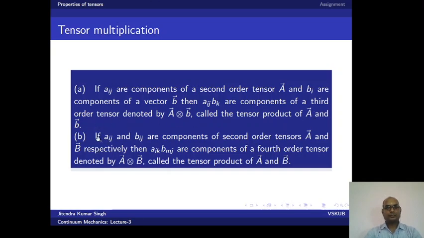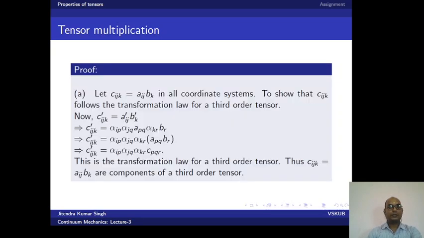And we shall discuss one more result. If Aij and Bij are components of second order tensors A and B respectively, then Aik Bmj are components of a fourth order tensor denoted by the tensor product of A and B. So we shall prove these two results. So let us start.